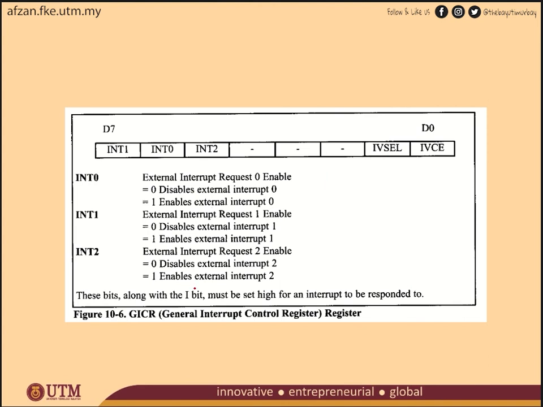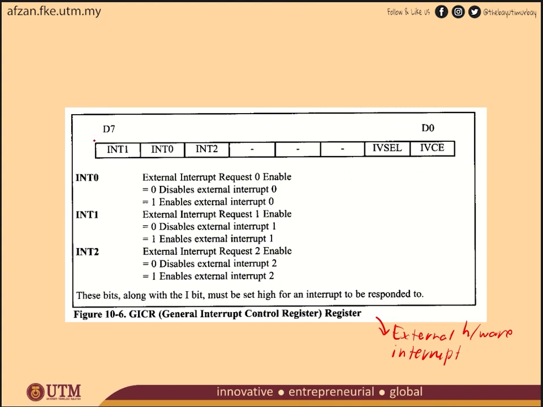The other register where you're going to enable the interrupt is called GICR. GICR stands for General Interrupt Control Register. This register belongs to the external hardware interrupts. If you're using the external hardware interrupts, you need to enable this GICR. So this is your GICR. The GICR is also 8 bits wide.